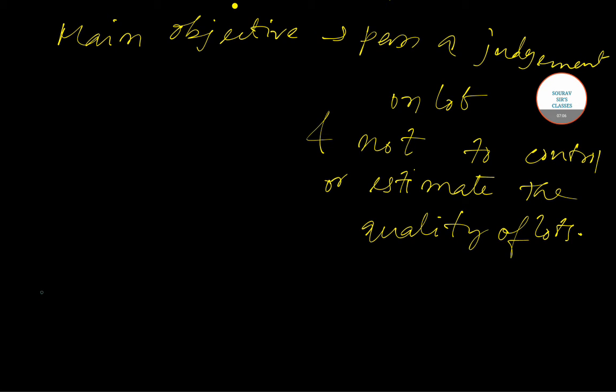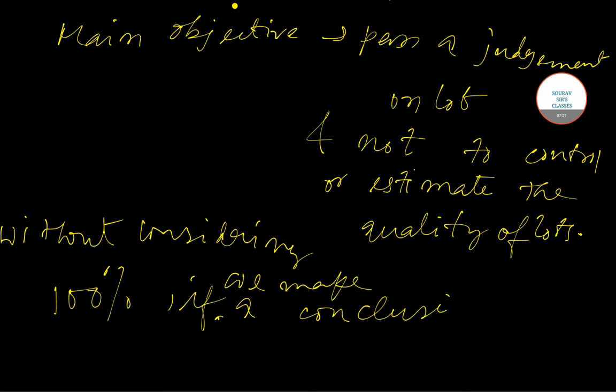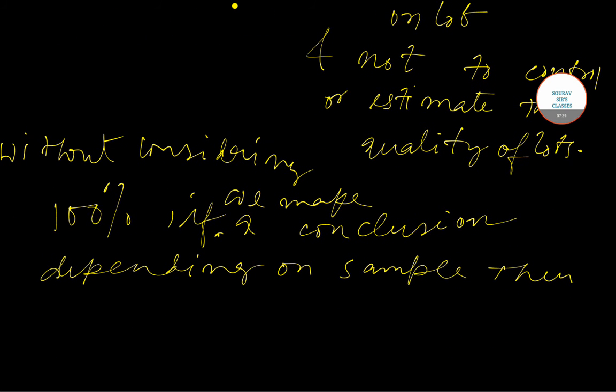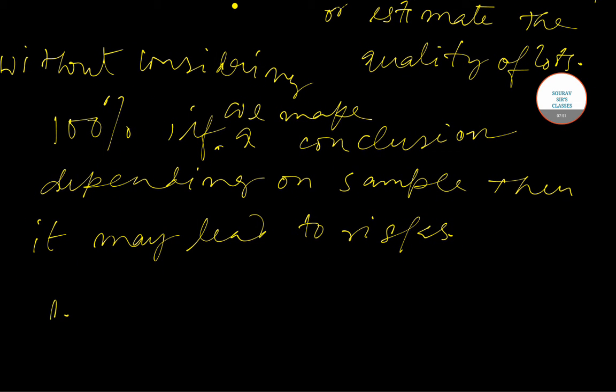Again, if we don't consider the entire lot, that is, without considering 100%, if we make a conclusion depending on samples, then it may lead to risks, and the risks are mainly, one can be consumer's risk, and the other can be producer's risk.